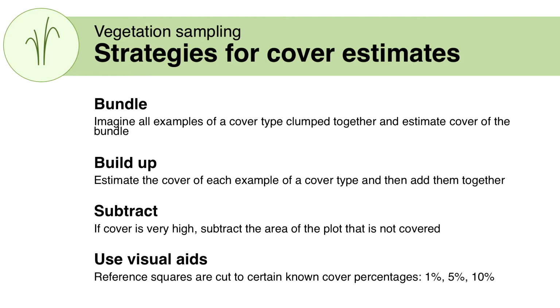The other thing is we have these visual aids, so the reference squares that are cut to known percentages of 1%, 5%, and 10%. So these can be really helpful for training your eye and also for any of these strategies, bundling, building up, or subtracting.